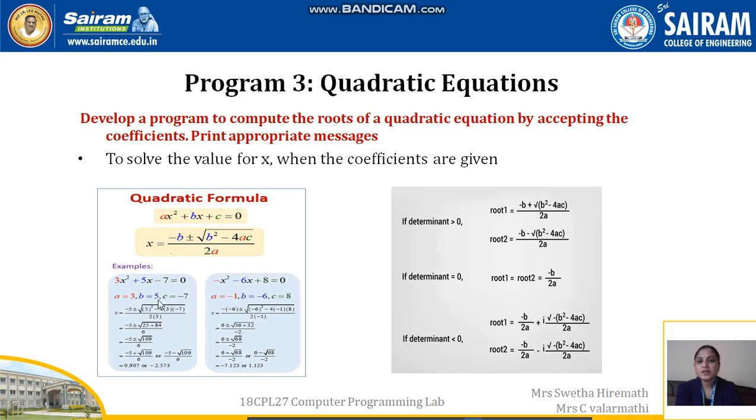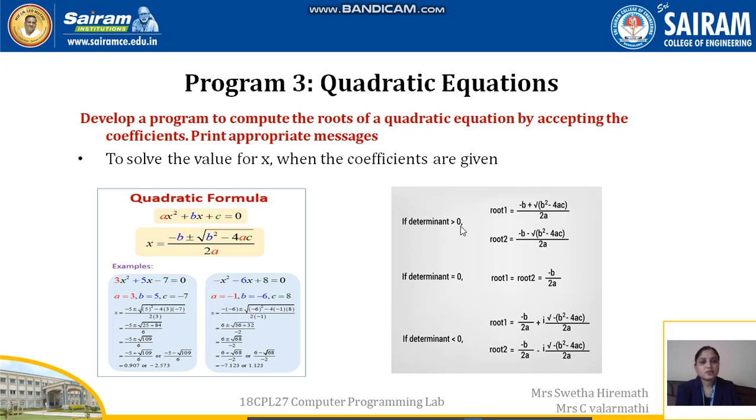Depending on what type of value we get for this determinant, we are going to solve for the roots. In the second picture, if the determinant value is greater than 0, then we can expect two roots, root 1 and root 2. Root 1 will be equal to minus b plus square root of b square minus 4ac by 2a, and root 2 will be equal to minus b minus square root of b square minus 4ac by 2a. Here we have the plus value, and here we have the minus value.